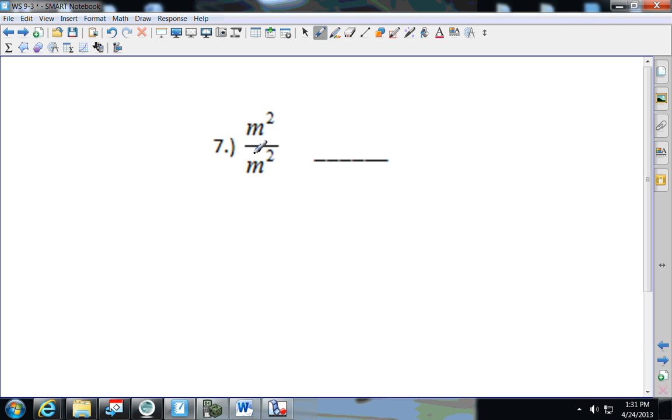Okay. Now, the bases are the same, so we're going to subtract our exponents. So I get m to the what? M to the 0, right? 2 minus 2 is 0. What is anything to the 0 power? 1. Anything, put in your calculator 100 to the 0 power. 100 caret 0, it says 1. It's just a rule.